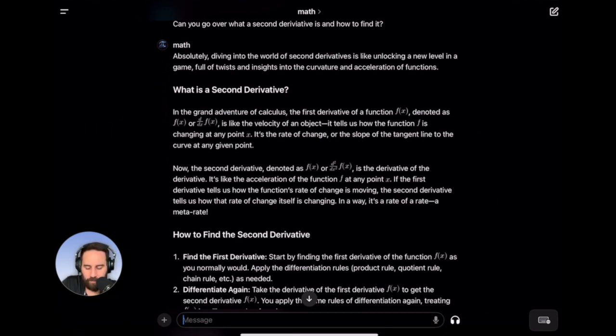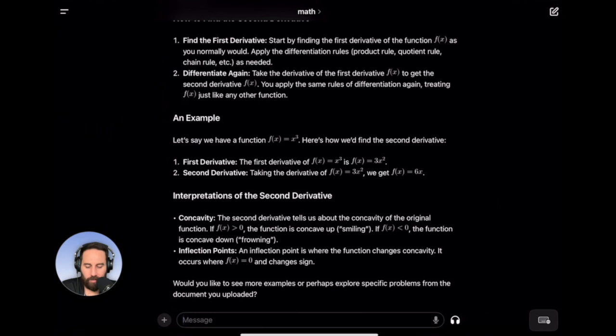Now the second derivative, d squared over dx squared of f of x, is the derivative of the derivative. Right, cool. It's like the acceleration of the function at any point. If the first derivative tells us how the function is changing, the second derivative tells us how that rate of change itself is changing. In a way, it's a meta rate. Cool. How to find the second derivative? Start by finding the first derivative. It gives us an example, x cubed. The first derivative is 3x squared. The derivative of that would be 6x.